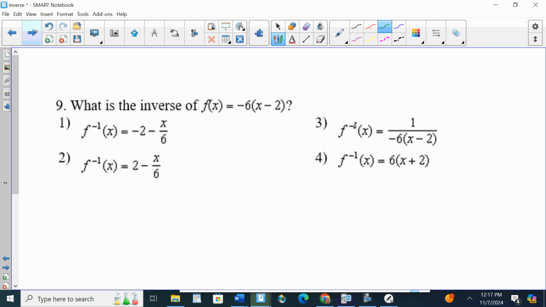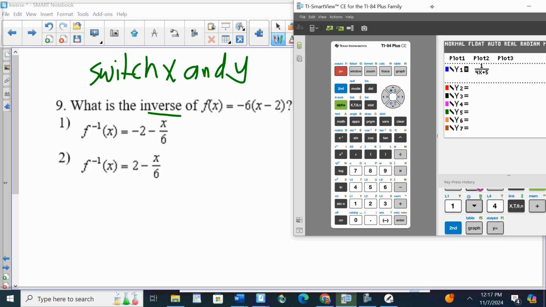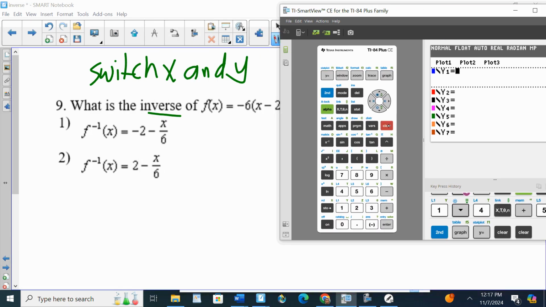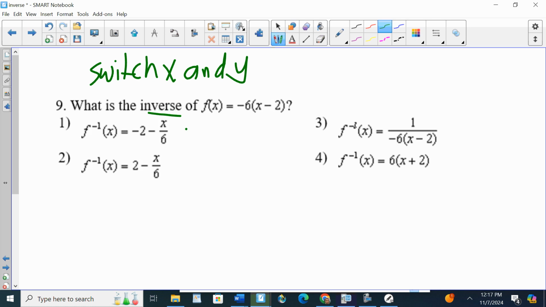Let's do another one. I'm going to type it into y. I see inverse, I know inverse means switch x and y. I go to y equals. I've got -6x minus 2. I go to my table. I write down a few nice points. I'm going to go 1, 6; 2, 0; 3, -6.